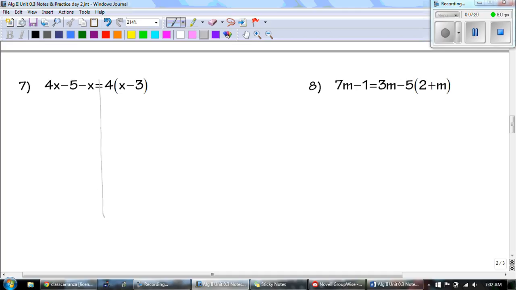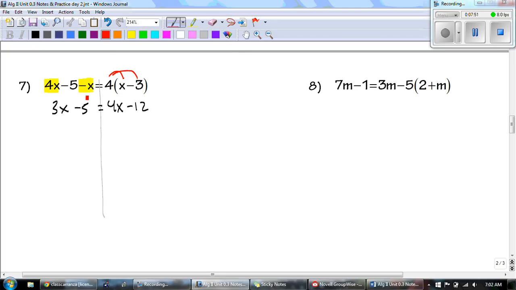Okay, so let's go ahead and look at number 7. On the right-hand side, we're going to distribute the 4. Okay, and we get 4x minus 12. Now, on the left-hand side, if you want to combine those like terms, since we really don't have anything else to do over there, go ahead and do that. So 4x minus x gives us 3x minus 5.